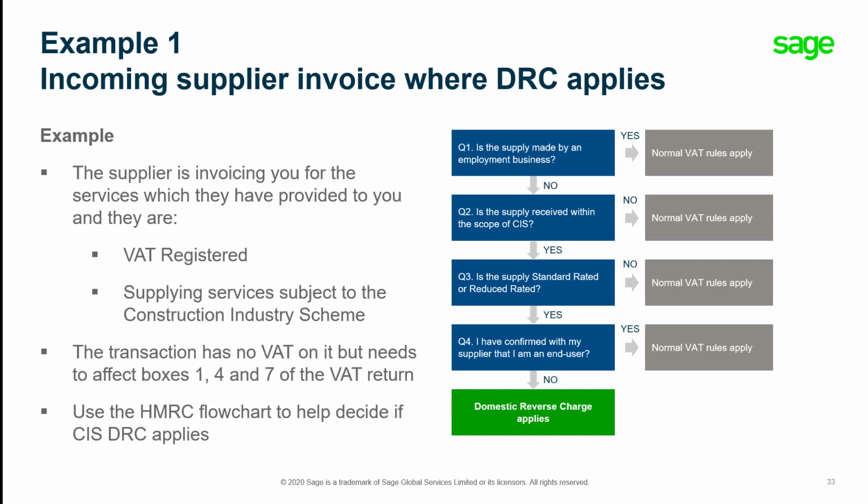Step 4. Have I confirmed with my supplier that I am an end user? In this case, no, we are not the end user in the supply chain. We are going to be providing onward services. So therefore, in this case, domestic reverse charge does apply to this transaction. So we know in that case that this transaction needs to impact boxes 1, 4 and 7 of the VAT return.